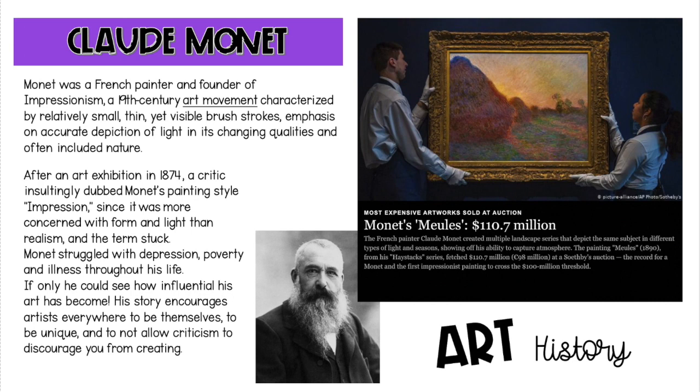He was a French painter and founder of Impressionism, a 19th century art movement characterized by relatively small, thin, yet visible brushstrokes. Emphasis was on accurate depiction of light and its ever-changing qualities, and often included scenes of nature. After an art exhibit in 1874, a critic insultingly dubbed Monet's painting style Impressionism, since it was more concerned with form and light than realism, and that term stuck.